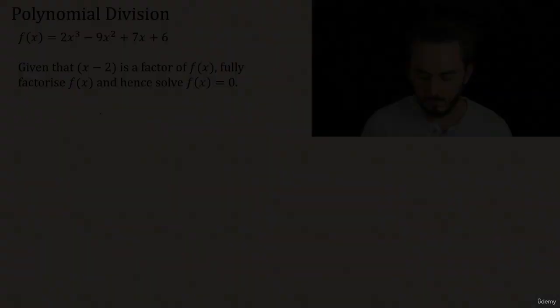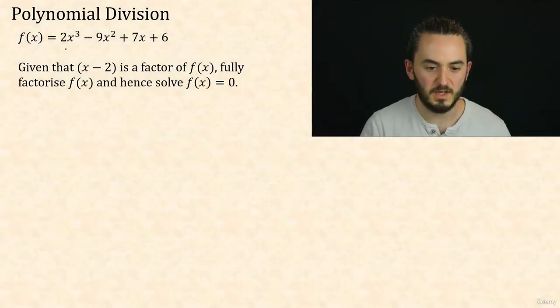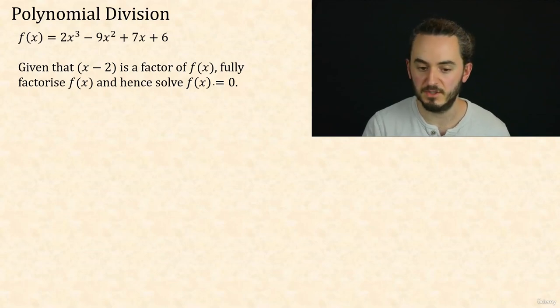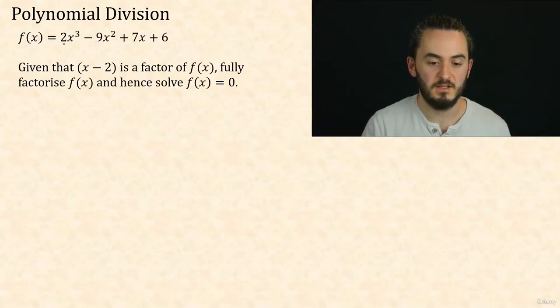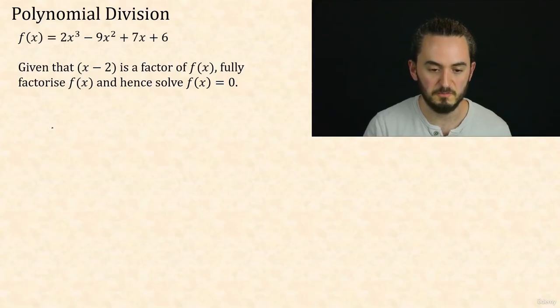Let's get going. All right, so in this question it says f of x equals 2x cubed minus 9x squared plus 7x plus 6. Given that x minus 2 is a factor of f of x, fully factorise f of x and hence solve f of x equals 0. We'll come to that in a second. So how do we fully factorise it? Well, first we want to divide this f of x by x minus 2.